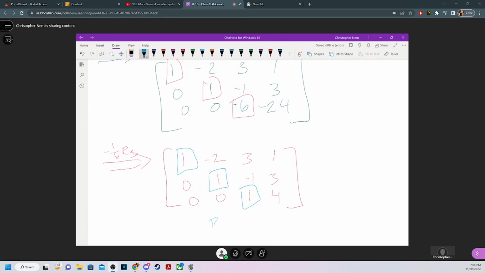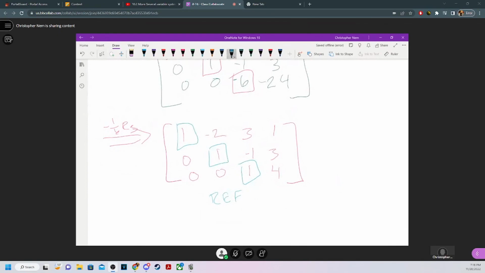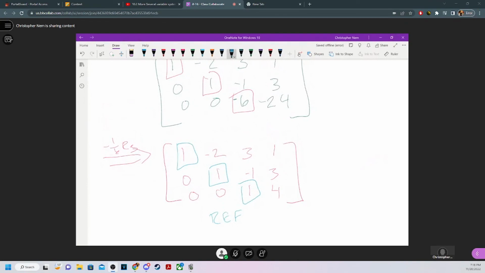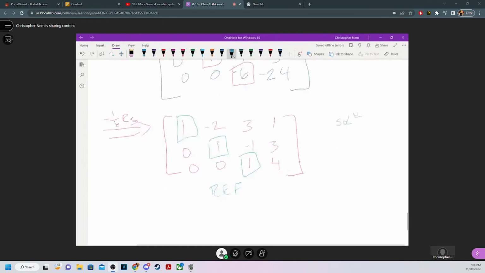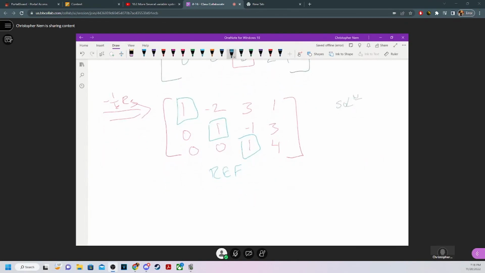So this is in row echelon form. It's not fully reduced, but it is in row echelon form, which means I can find the solution to it. If I wanted to find the solution, I look at the last row. There are 3 variables, x, y, and z. z is equal to 4. y minus z equals 3. And then x minus 2y plus 3z equals 1.